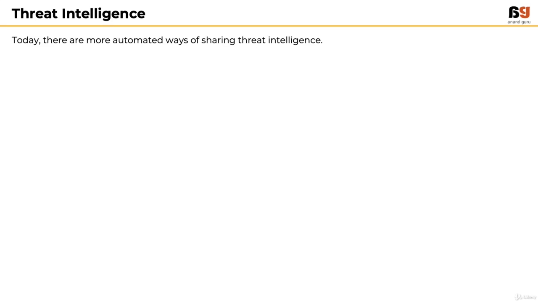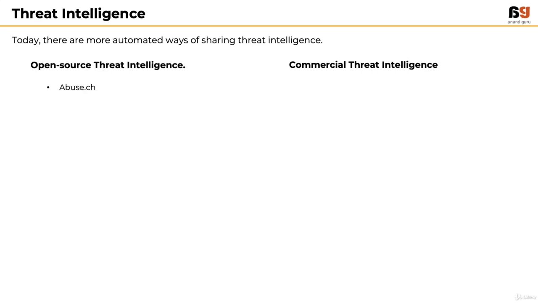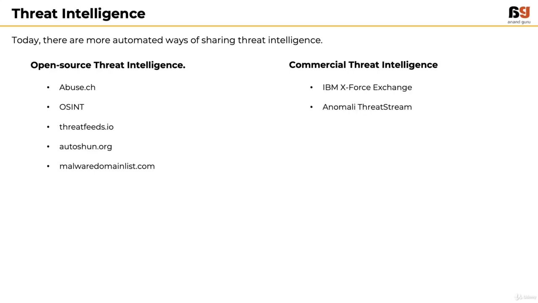Today, there are more automated ways of sharing threat intelligence. A few of them are open source and a few are commercial threat intelligence. The open source threat intelligence includes abuse.ch, OSINT, which stands for Open Source Intelligence, threatfeeds.io, autotion.org, malwaredomainlist.com, etc. The popular commercial threat intelligence sources are IBM X-Force Exchange, Anomali ThreatStream, Palo Alto Networks AutoFocus, Cisco's Talos, and Recorded Future.